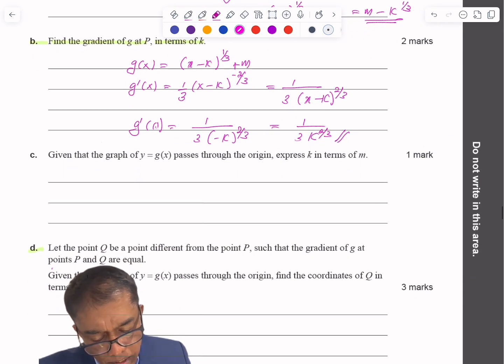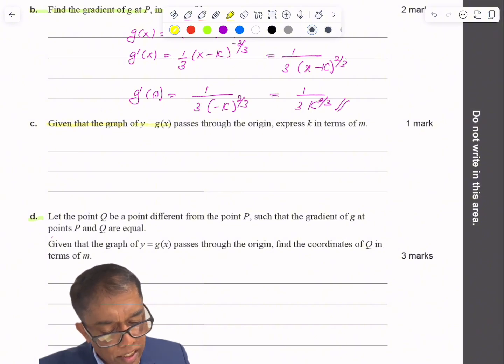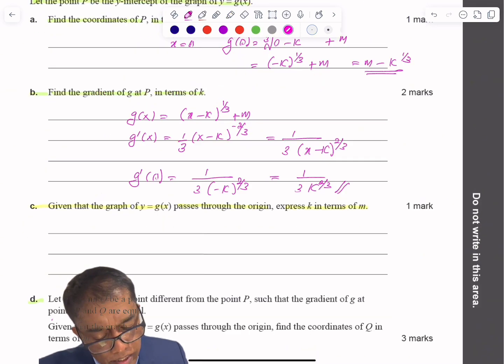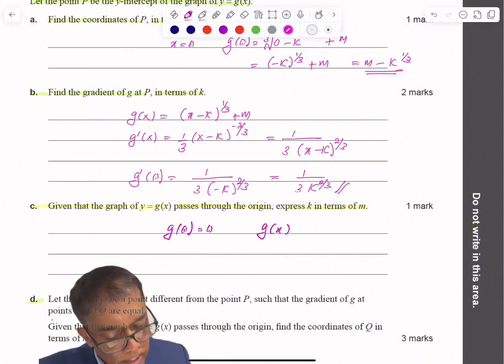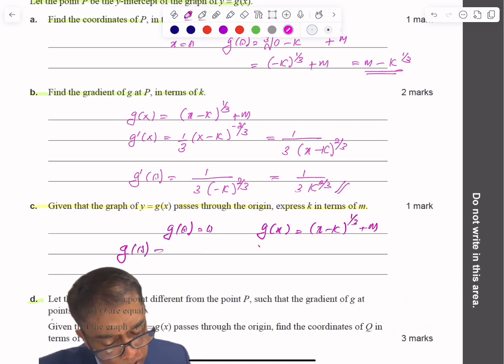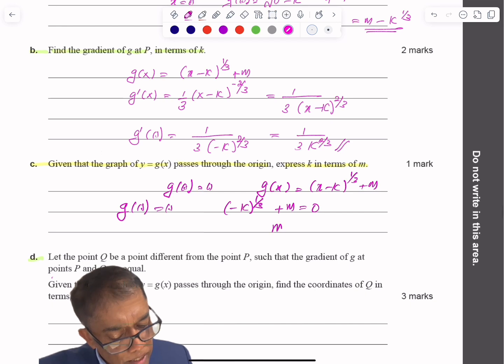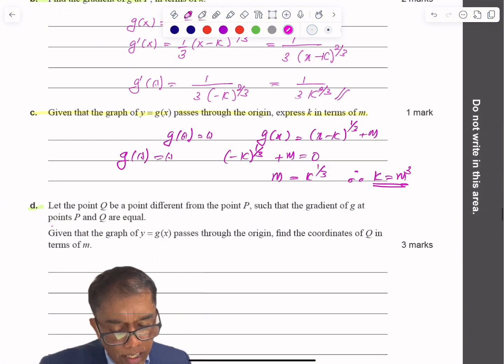Part C of the question. Given that y is equal to g of x passes through the origin, express k in terms of m. That means g of 0 is equal to 0. What is g of x? g of x is given as x minus k to the power of 1/3 plus m. g of 0 is equal to 0. That means negative k to the power of 1/3 plus m is equal to 0. m is equal to k to the power of 1/3. Therefore, k is equal to m to the power of 3. This is the required answer.